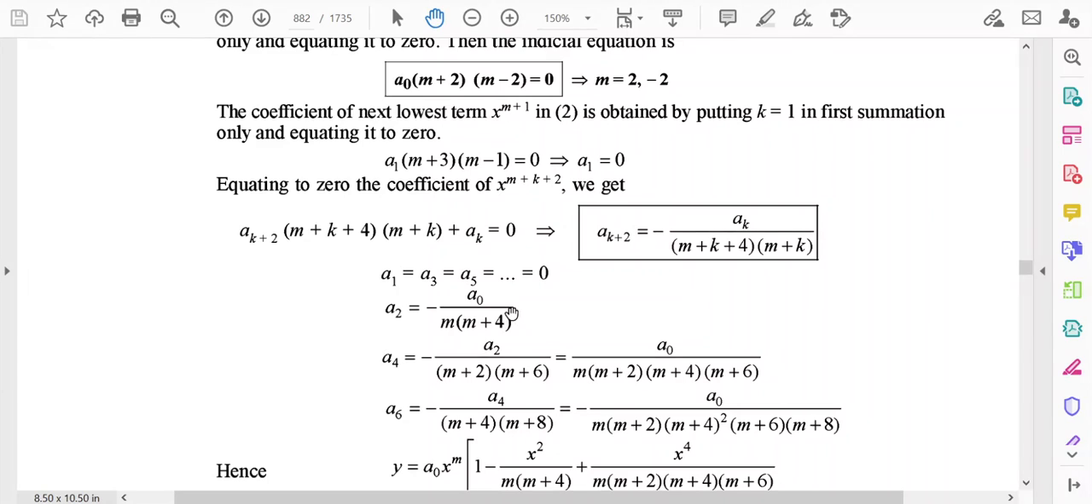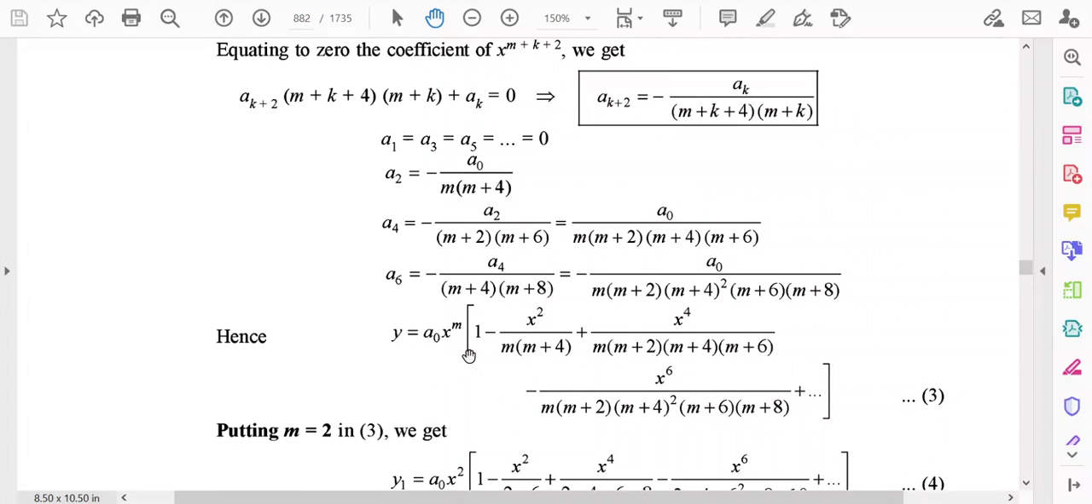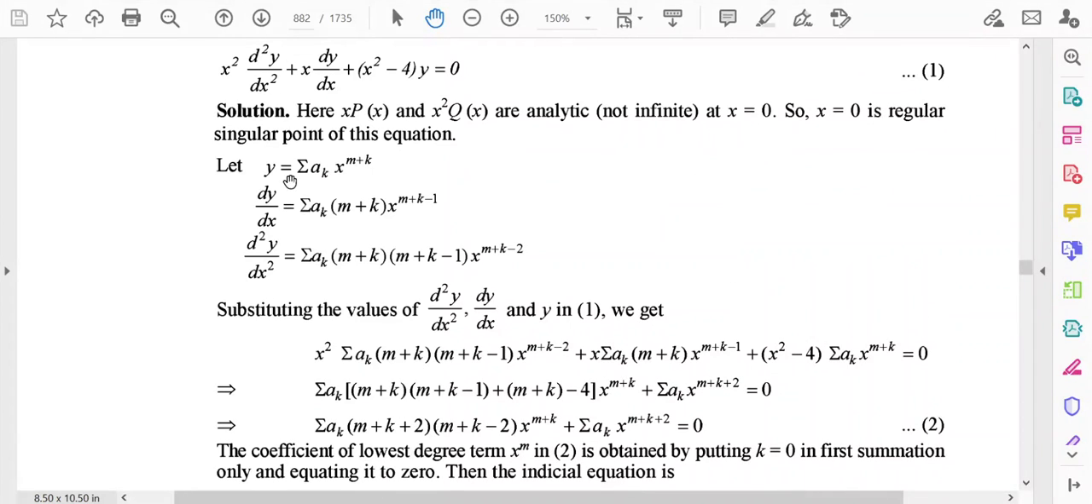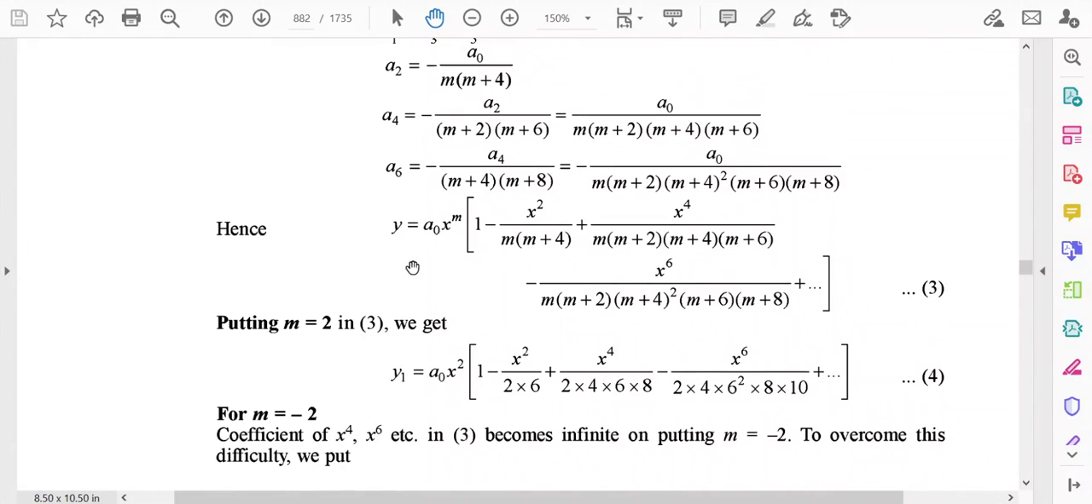So after calculating several values of a, we can write the general solution y is equal to this one, that is equation 3 is the general solution. So at first what we have to do, as we have obtained two values of m, the first value is m is equal to 2. So just put m is equal to 2 in equation 3. Then you will obtain the first solution.